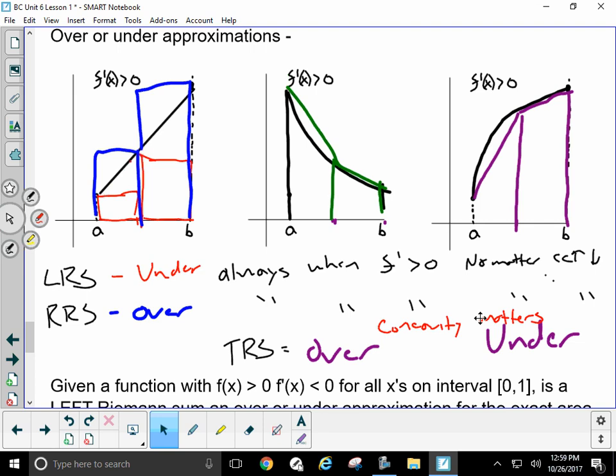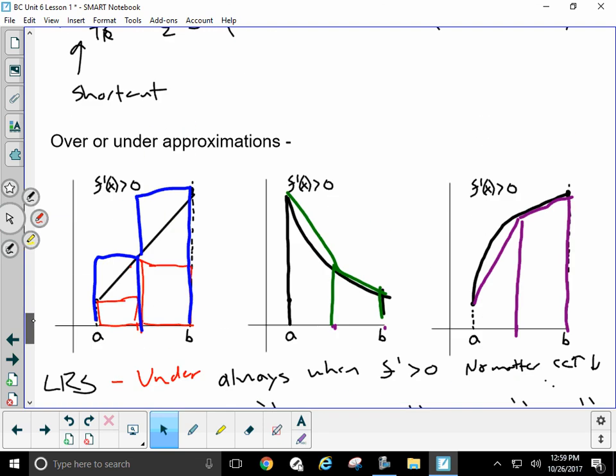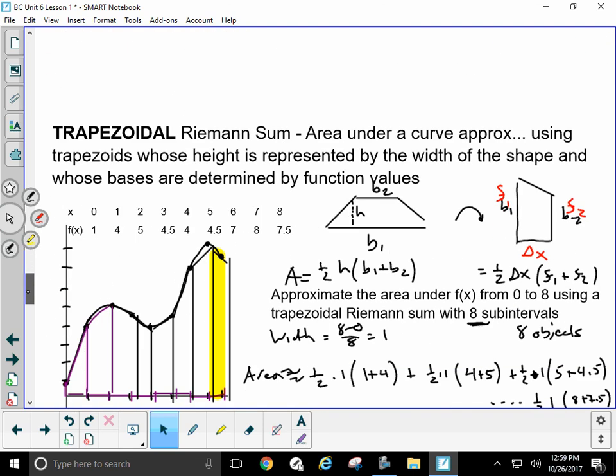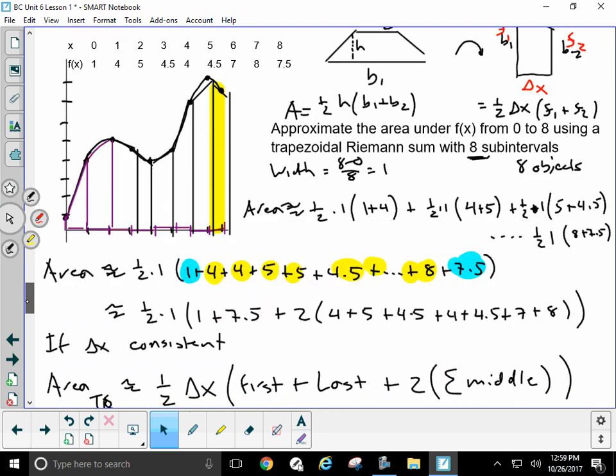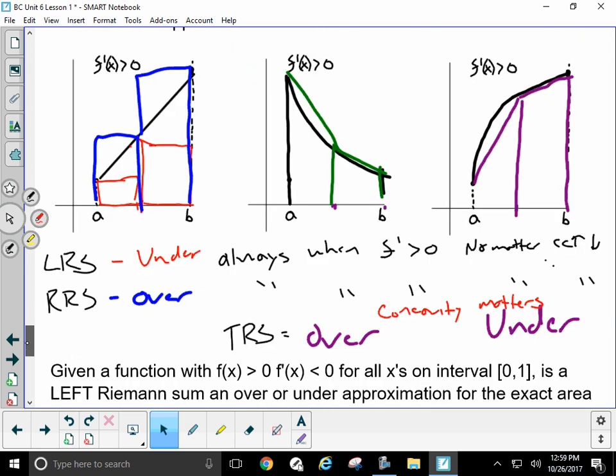Cool. Now, back to the whole Riemann sum thing: a left and a right and a midpoint and a trapezoid, all powerful. I saw that midpoint Riemann sum, and I said, man, that looks great. This has got to be the one we're going to use in the future. He says, no. They're all equally as good.